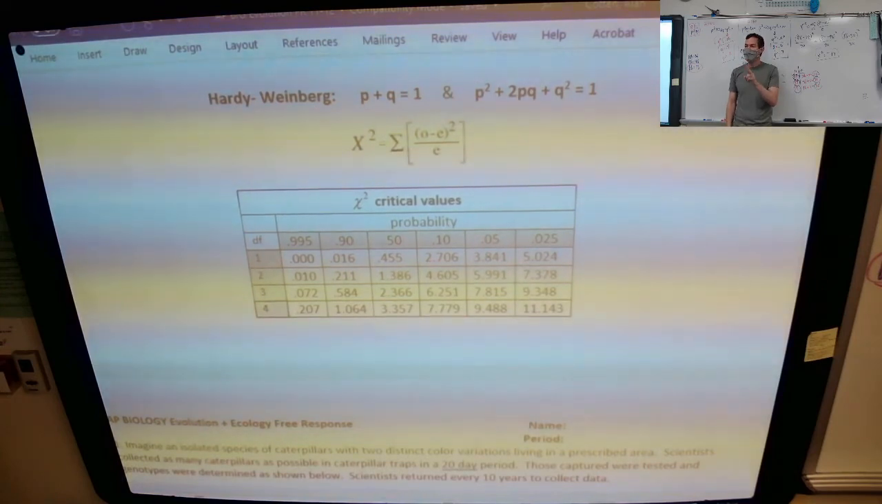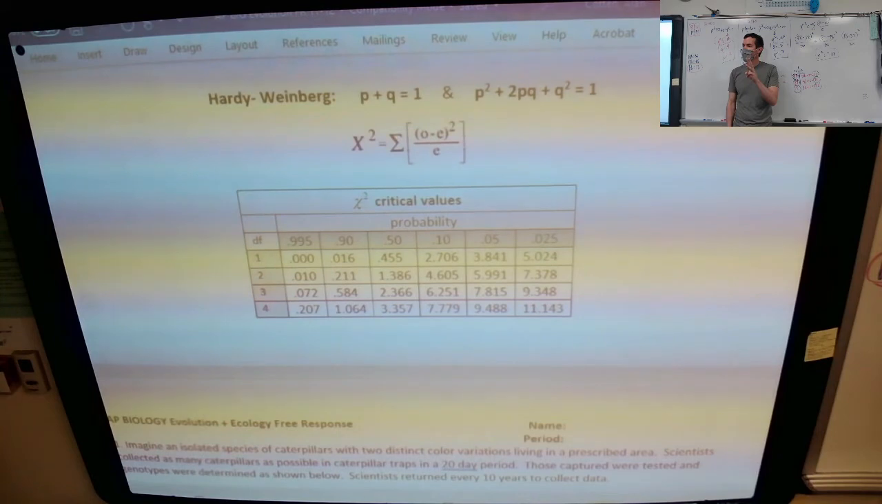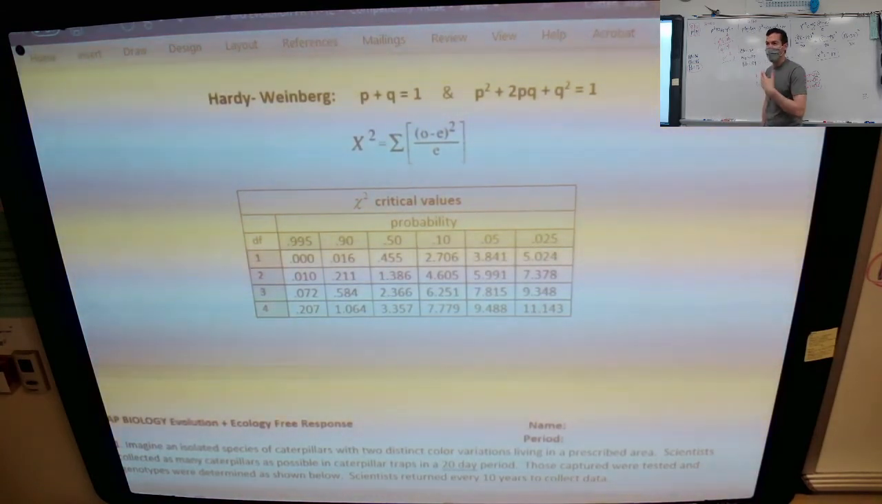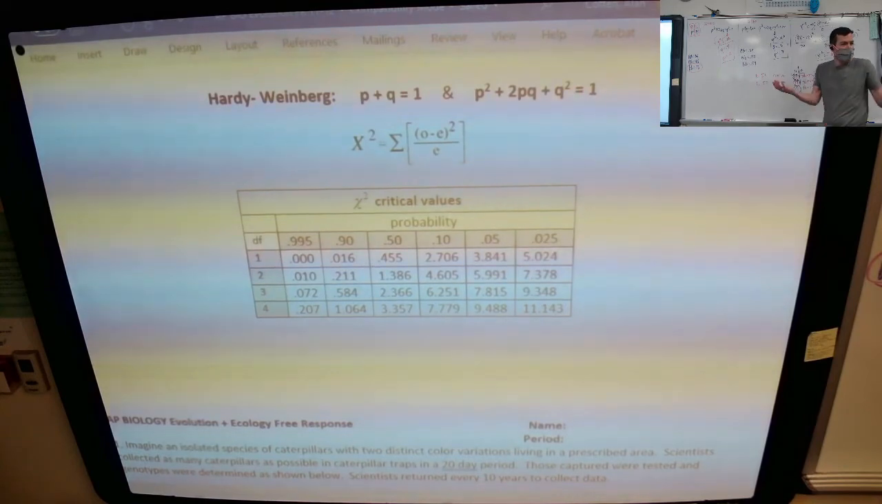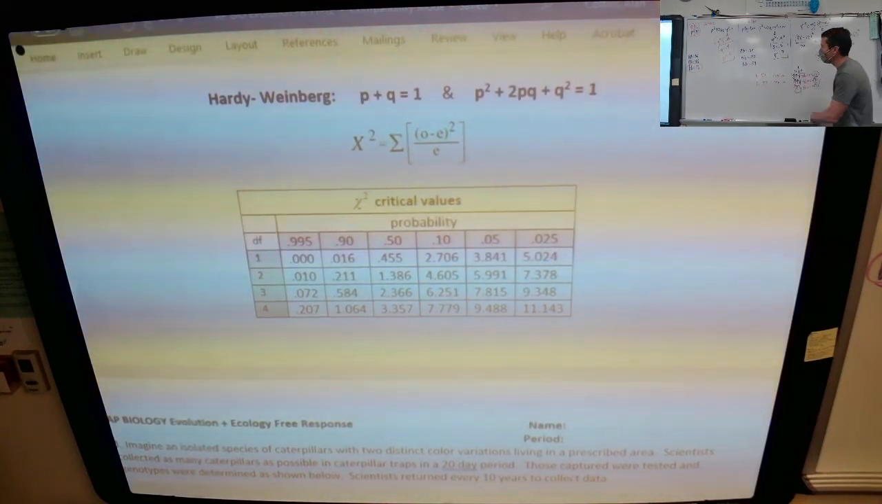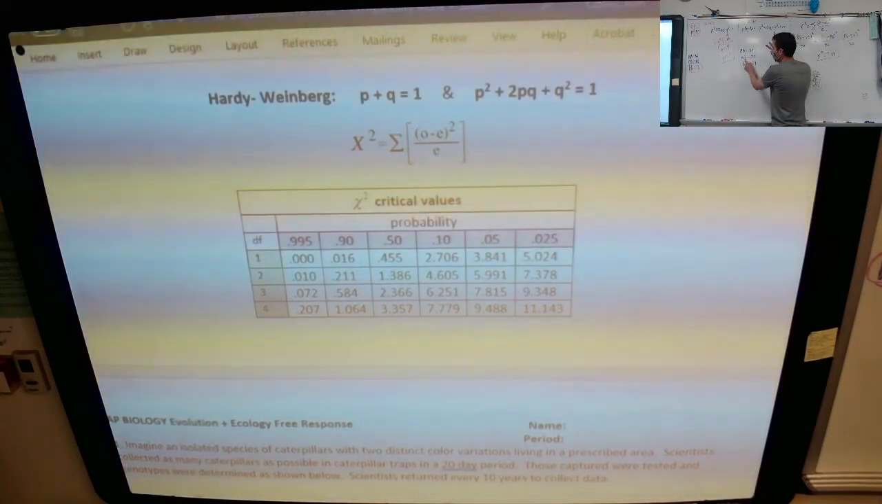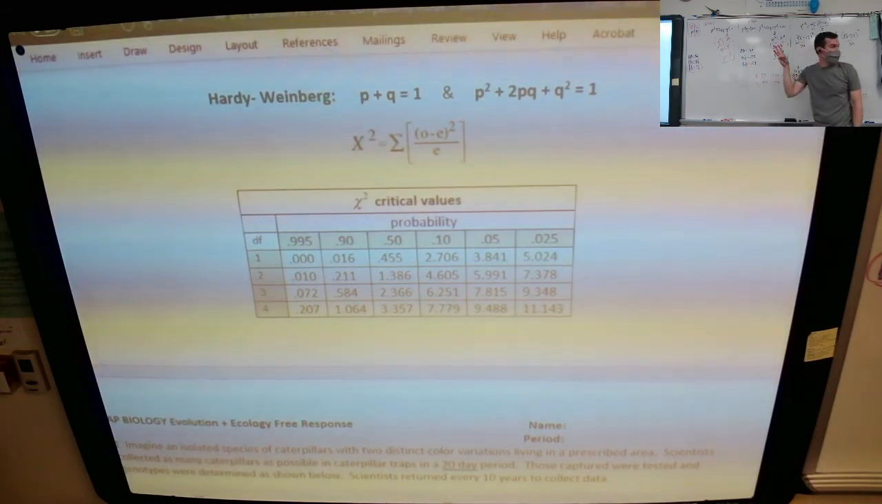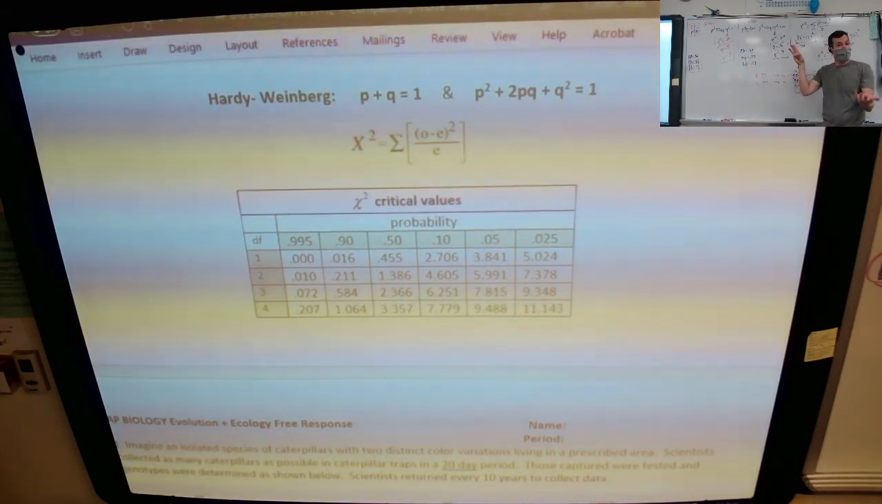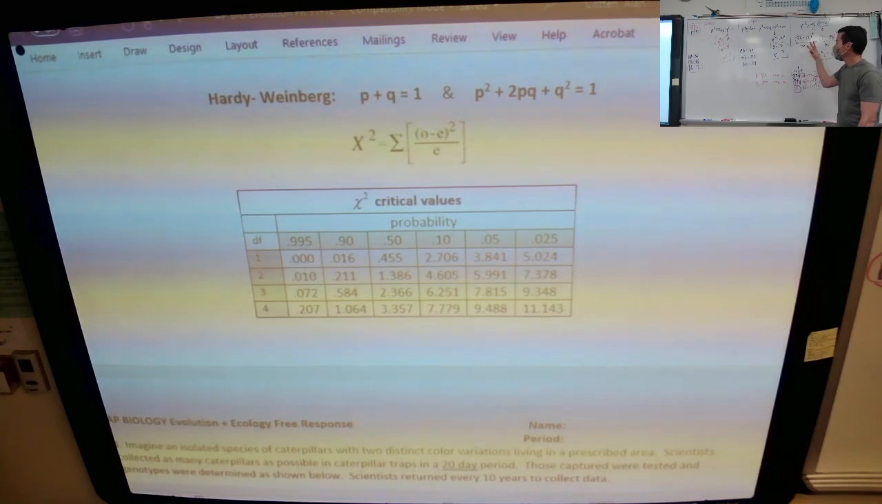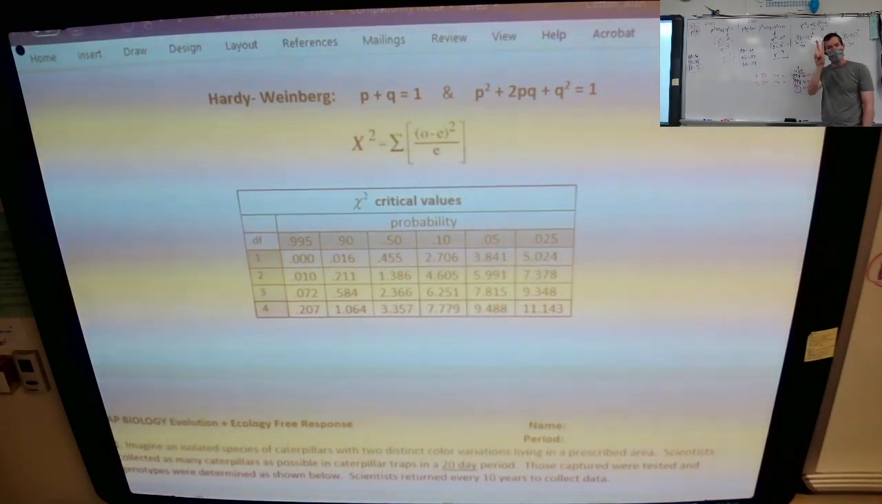2. Why is it 2? Because there are 3 different opportunities or options or outcomes, or whatever word you'd like to call it. I could have been big B, big B. I could have been big B, little b. I could have been little b, little b. So there are 3 genotypes, 3 possible outcomes. And degrees of freedom is total minus 1.